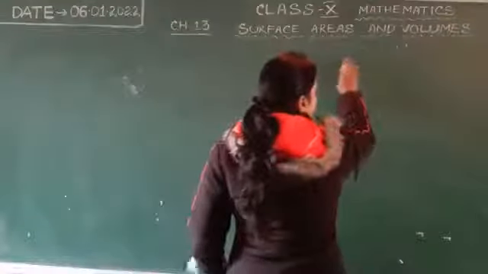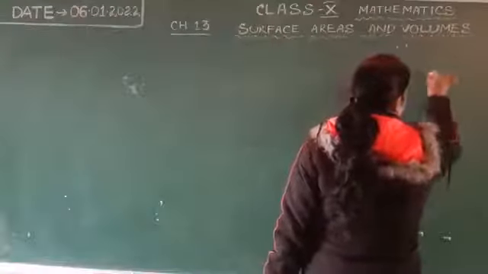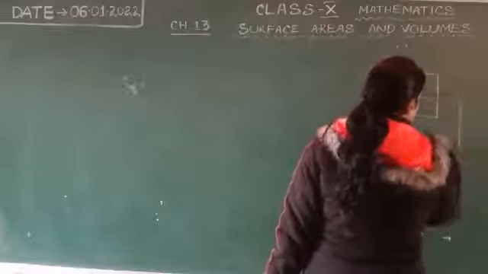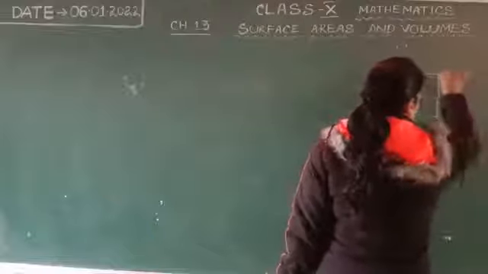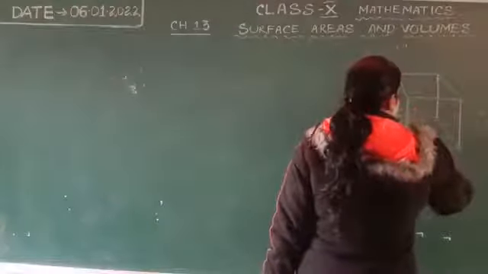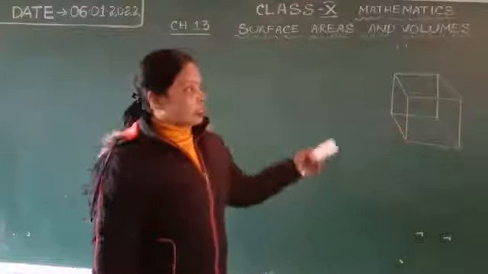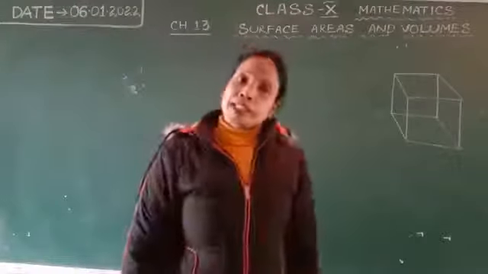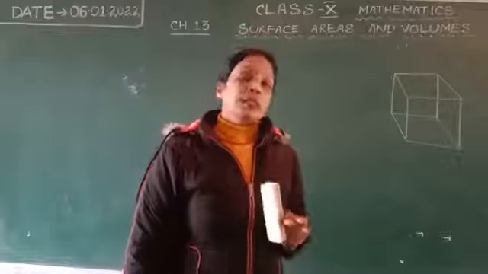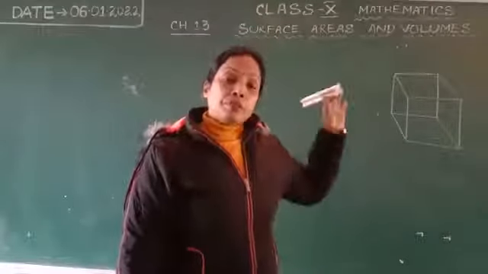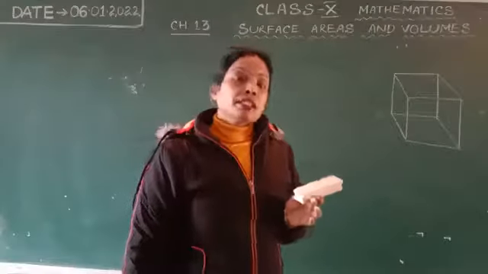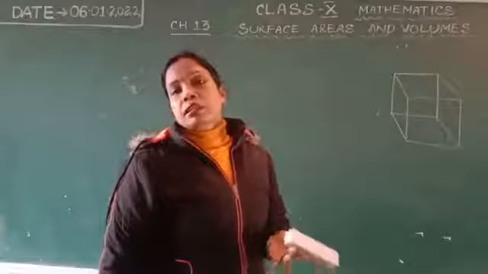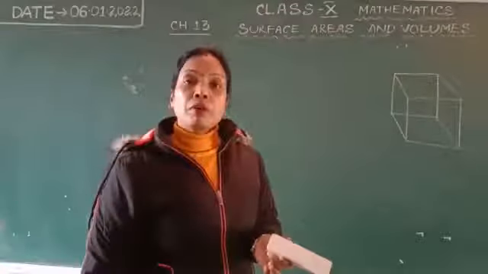Second one is a cube. This is the shape of a cube. This is also like a cuboid. Here also, a cube has 6 faces, but there is only one difference. In a cuboid each face is in the shape of a rectangle, but here each face is in the shape of a square.